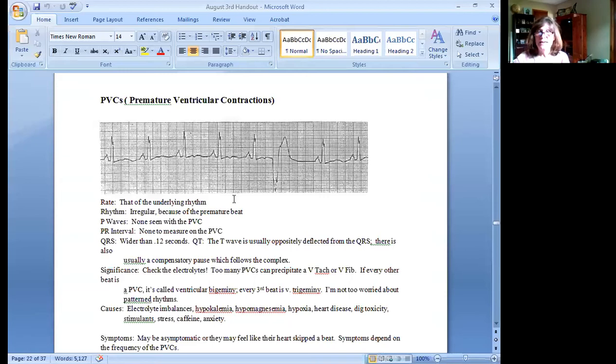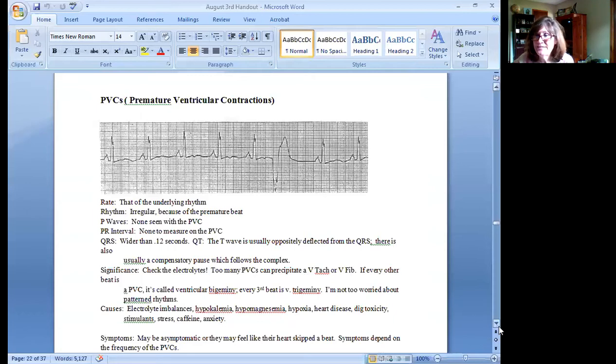So the rate is 80. The rhythm is irregular because of that premature beat. A PVC does not have a P wave because it didn't come from the SA node. It didn't come from the atria at all. So there's no PR to measure right there. That QRS is wide. And I'd measure it right there, smack in between there. See the pointy point? Go right in there to measure it.